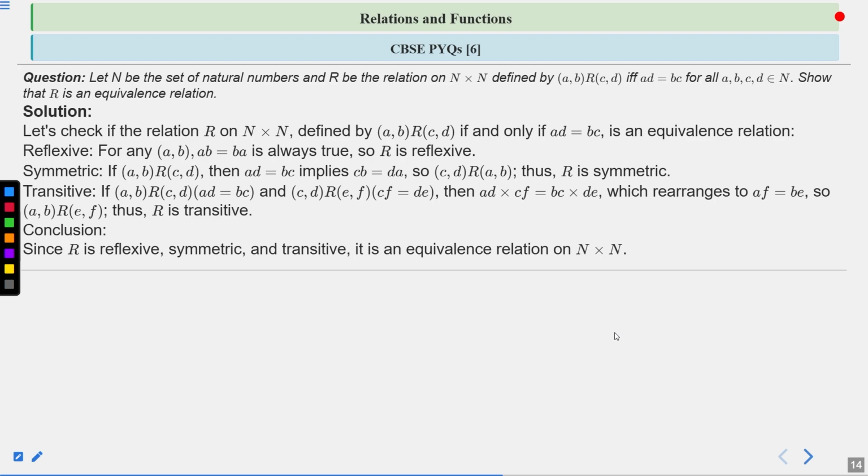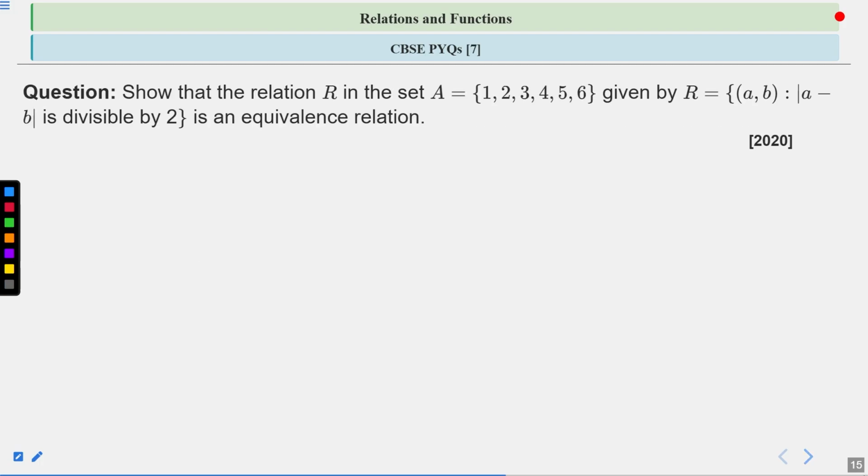Okay, let us move to the next question. The next question says, show that the relation R in the set A = {1, 2, 3, 4, 5, 6} given by R = {(a, b) such that the absolute value of a minus b is divisible by 2} is an equivalence relation, right? Again, it is an equivalence relation.